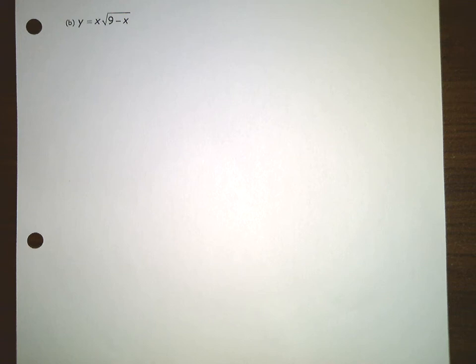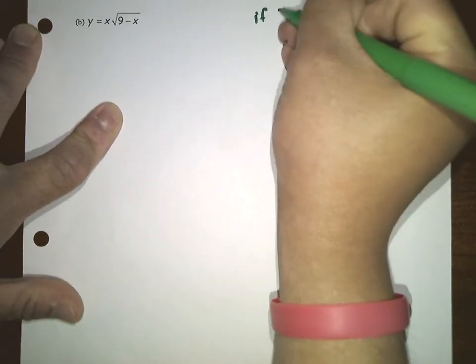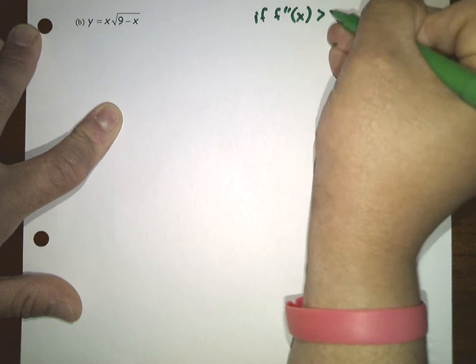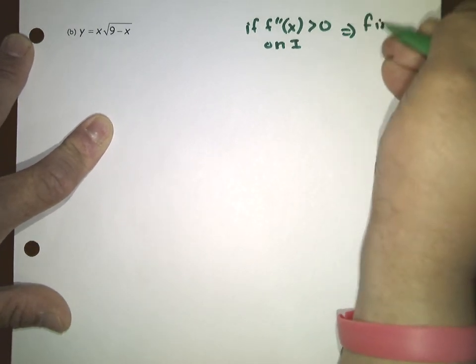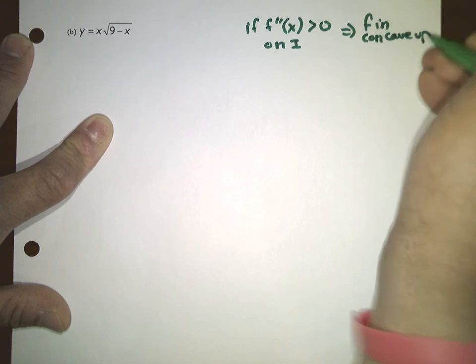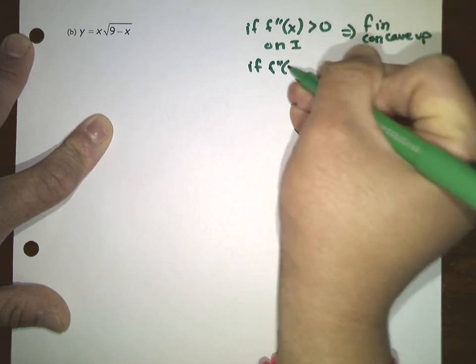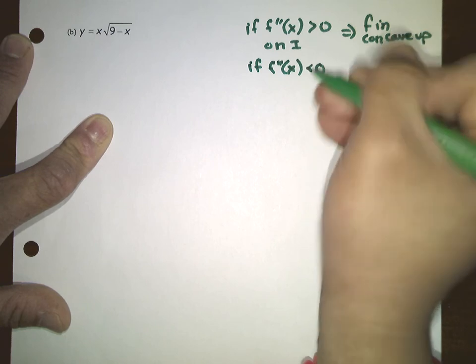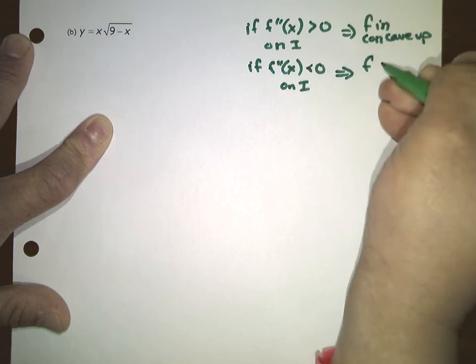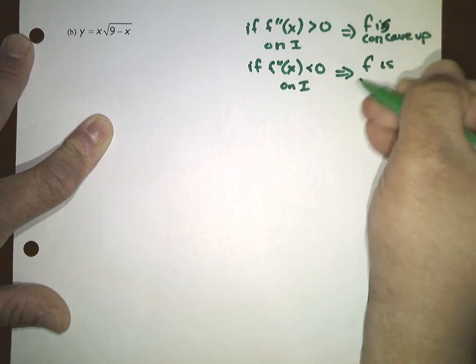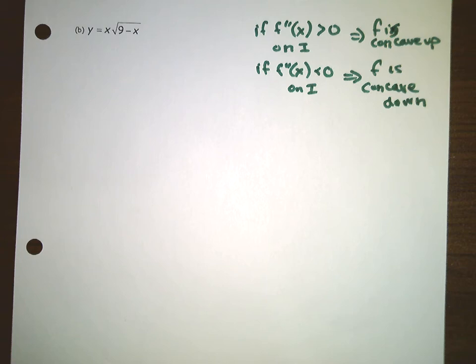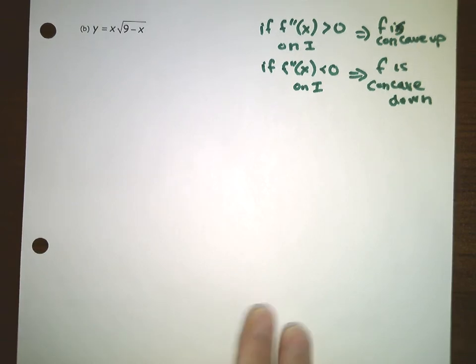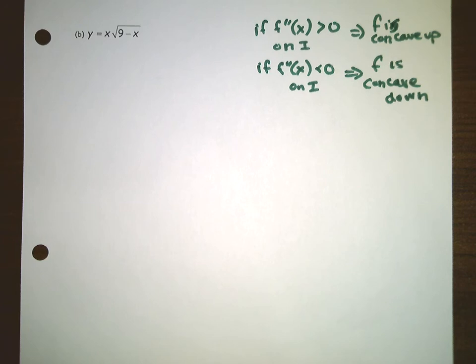All right, so remember that if f double prime of x is greater than 0 on an interval I, then f is concave upward on that interval, and if f double prime of x is less than 0 on an interval I, then f is concave downward on that interval. I just want to be clear that that's why we're finding the second derivative. All right, so now let's find the second derivative.